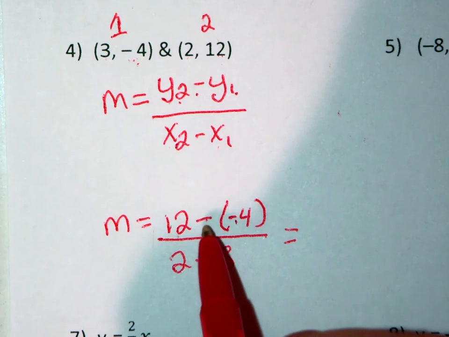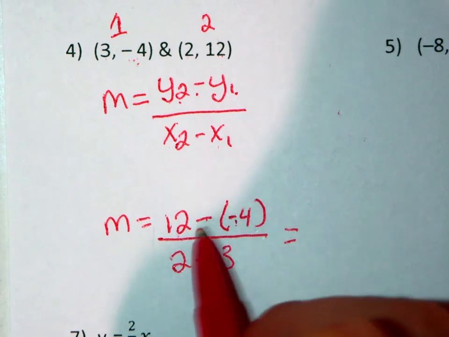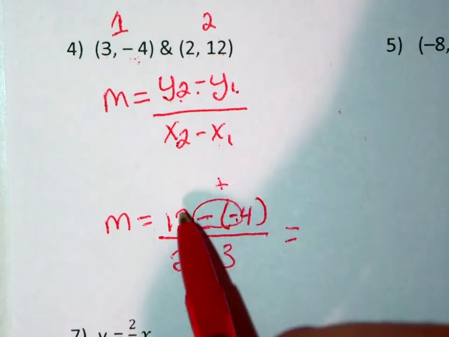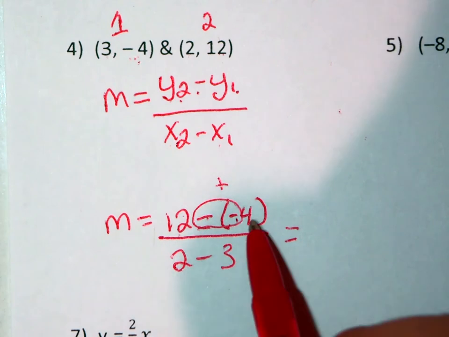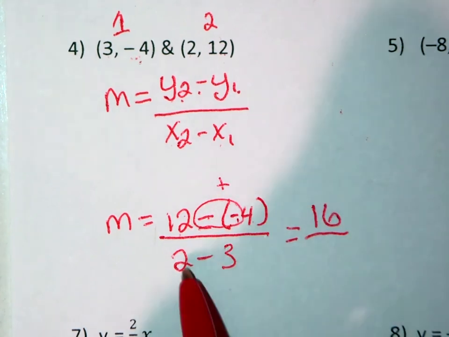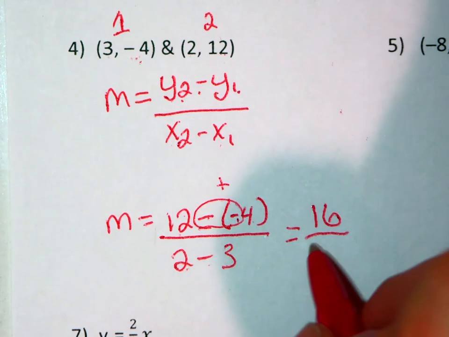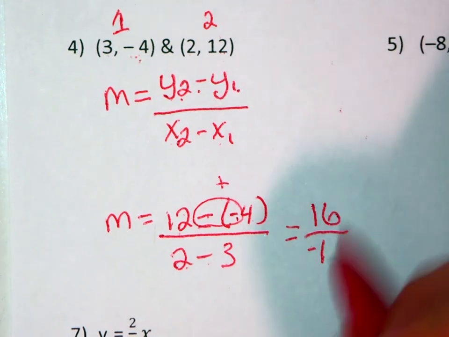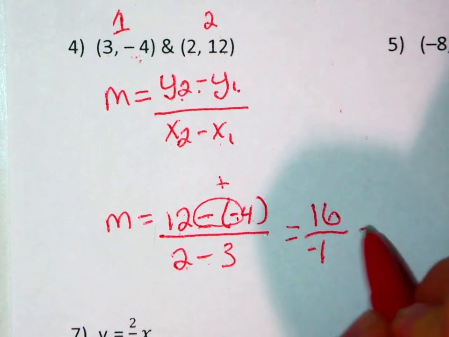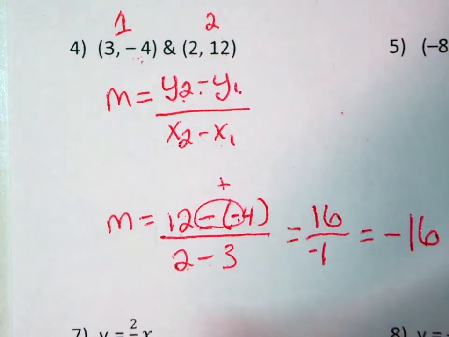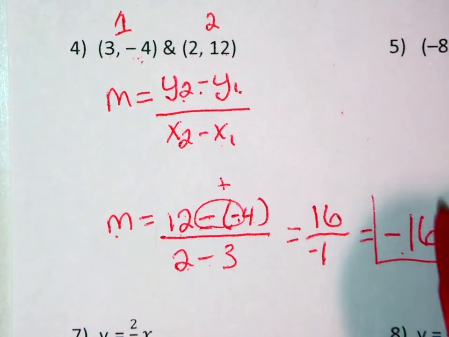So 12 minus negative 4. Well, anytime we have a minus negative, I can circle them, and that becomes a plus. So now I'm looking at 12 plus 4 is 16. 2 minus 3 is negative 1. And when we simplify 16 divided by negative 1, that simply equals negative 16. So my slope m equals negative 16.